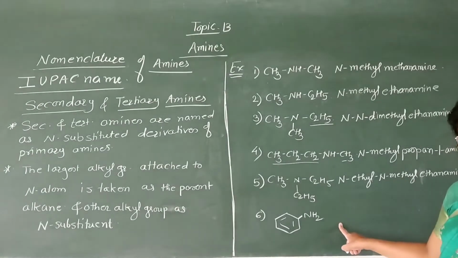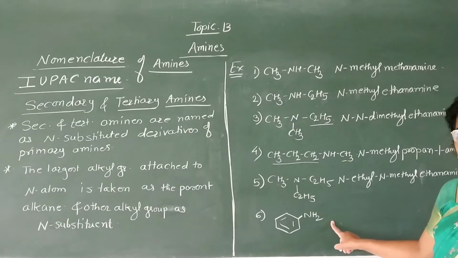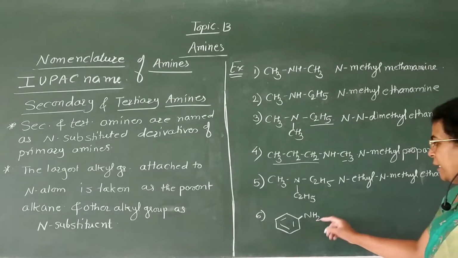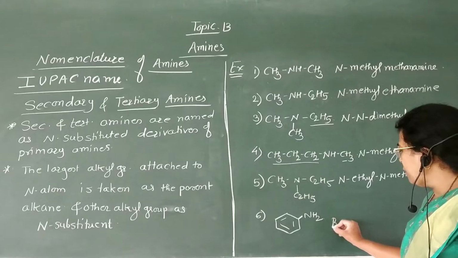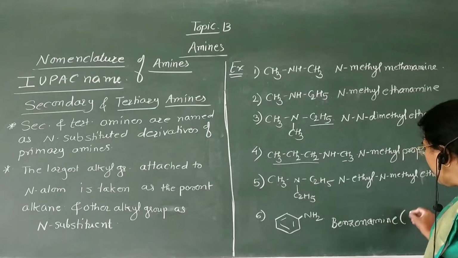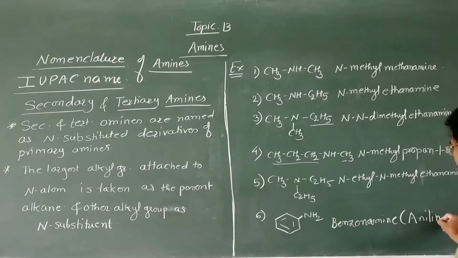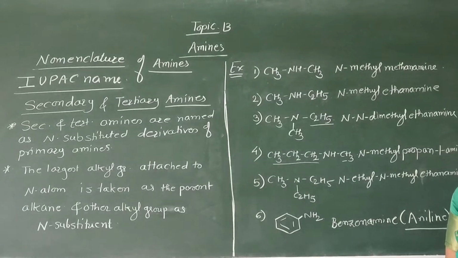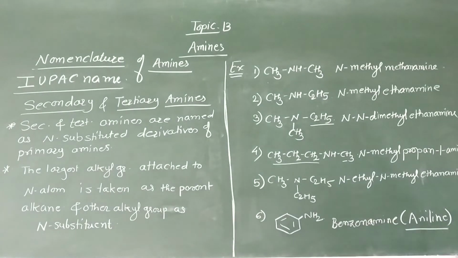Now this is an aromatic amine. This is an example of a primary amine. Now in the case of aromatic amines, replace the E from arene by amine. That is, here it is benzene, it becomes benzene amine. The common name of this compound is aniline, and aniline is also an IUPAC name of benzene amine.